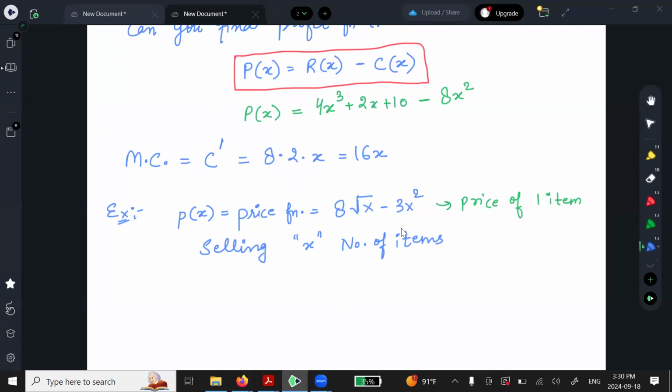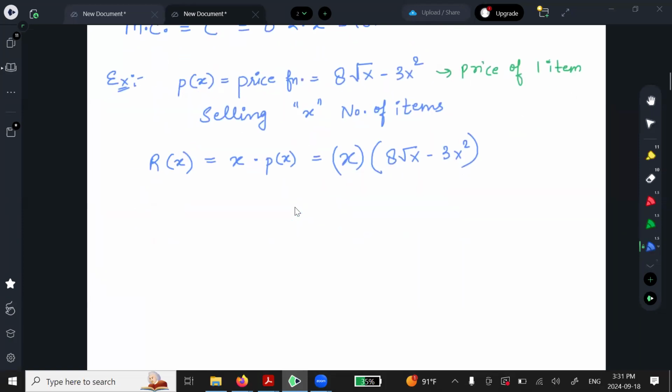How many go with 100? What did you do to get to 100? Multiply, right? Now remember this. Every time I give you the price function, every time I give you the number of items I'm selling, you can calculate the revenue function. All you have to do is multiply the number of items you're selling with your price function. So you'll do x times 8 root x minus 3x squared. So this is my good old revenue function.